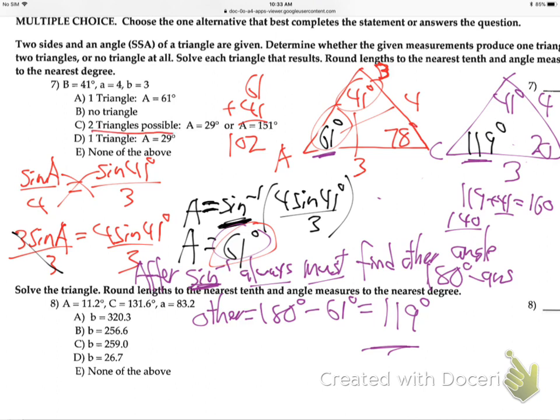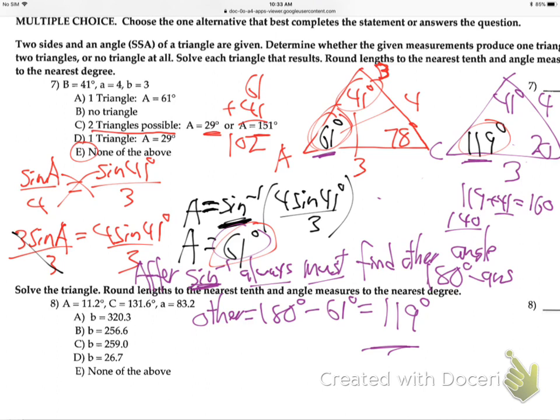So two triangles, but then they didn't give the right answer, did they? They said 29 and 151, so it should be E. So it's kind of weird. It is two triangles, but it's not those two triangles. They gave the wrong answers for A. So it's none of the answers they gave there. It's two triangles where A is 61 or 119. Good? Does that make sense?